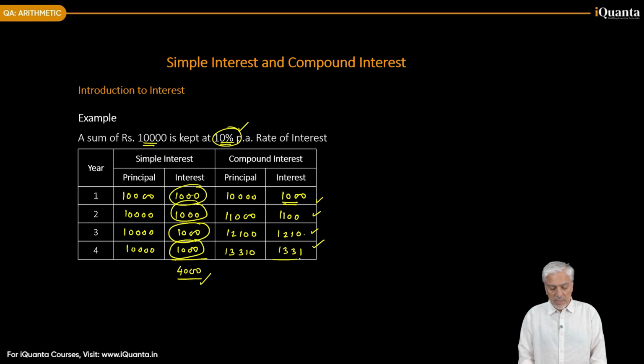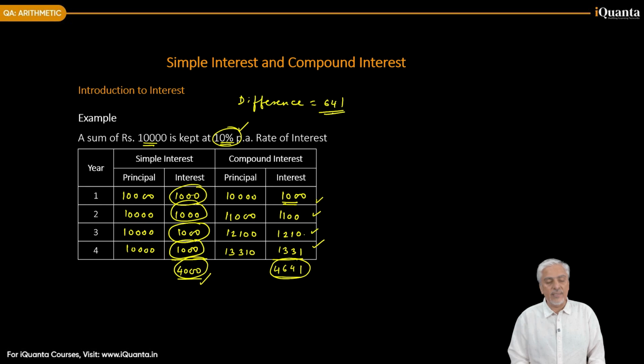Okay, so the total compound interest earned can be calculated after 4 years. We can add this. This will become 1,000 plus 1,100 plus 1,210 plus 1,331. And we get 4,641. So the total simple interest earned is 4,000. The total compound interest earned is 4,641. So therefore, our difference becomes 641 rupees. Okay, we'll do a lot of questions around difference also. So we've earned a difference.